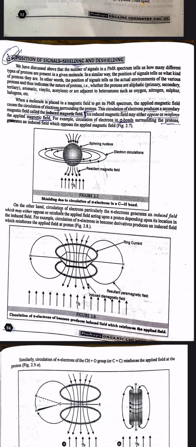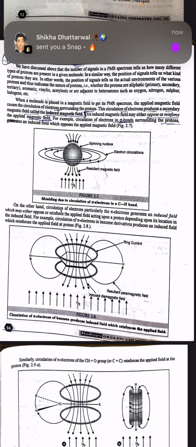When a molecule is placed in a magnetic field to get the PMR spectrum, the applied magnetic field causes the circulation of the electrons surrounding the protons. The circulation of the electrons produces a secondary magnetic field, called the induced magnetic field. The induced magnetic field may either oppose or reinforce the applied magnetic field. For example, the circulation of electrons in a sigma bond surrounding the protons generates an induced magnetic field which opposes the applied magnetic field.